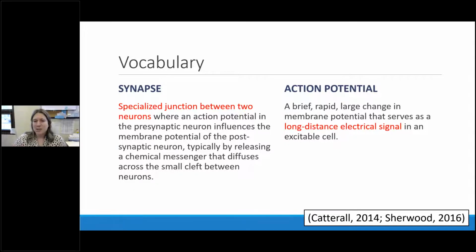Now, we've seen action potential a few times so far, but what is it? Action potential is a brief, rapid, large change in membrane potential that serves as a long-distance electrical signal in an excitable cell. We know that membrane potential is the positive and negative ions on either side of a cell's membrane. Action potential is the opening or closing of the pores of the membrane that alter chemical equilibrium.